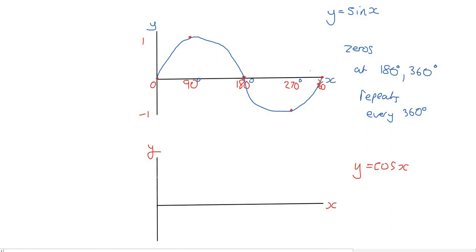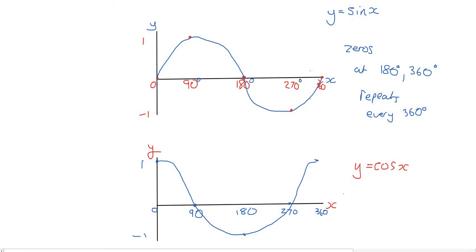Right, cosine. Again, cosine ranges between 1 and -1. At 0, the value of cosine is 1, so that's up here. At 90, the value of cosine is 0. At 180, the value of cosine x is -1. At 270, it's 0 again. And at 360, right at the end, it goes back up to 1. So the graph looks something like this. So hopefully that makes sense there.